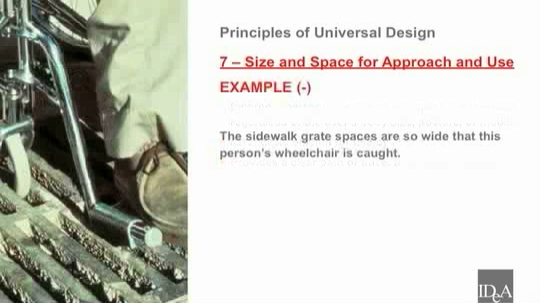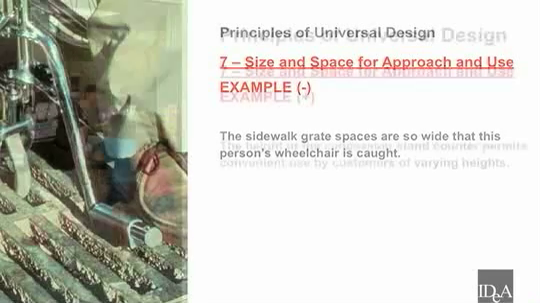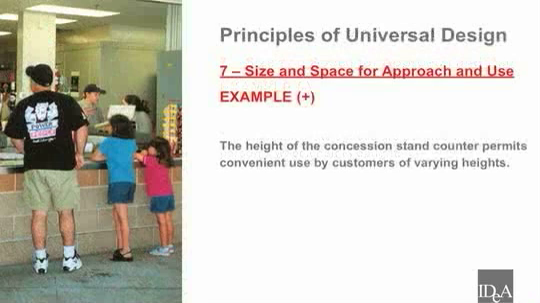So an example. In this case, the sidewalk grate spaces are so wide that this person's wheelchair is caught, and that's certainly a danger. But a positive example, the height of the concession stand counter permits convenient use by customers of varying heights.